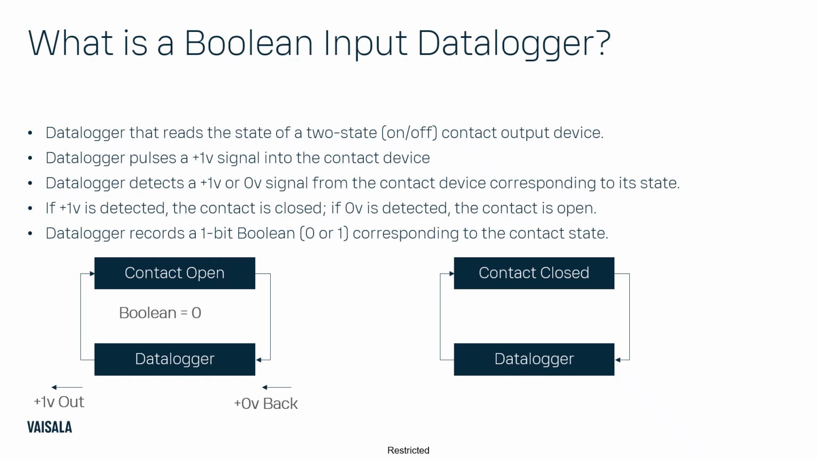And when the contact is closed, which is the graphic on the right, the 1-volt signal out gets 1 volt back. Because the contact is closed, it's a closed circuit, you're able to read that 1 volt that you pulsed out. And the Boolean status is 1.